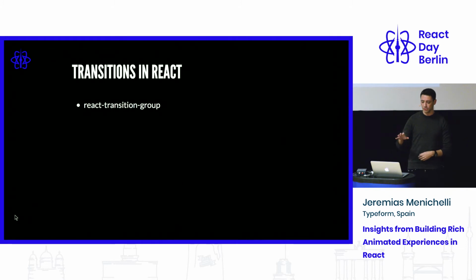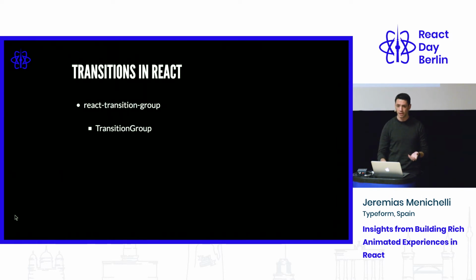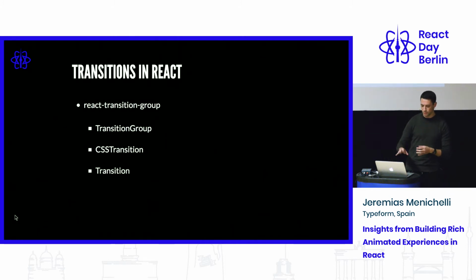For transitions, I'm going to show you React Transition Group. React Transition Group has a shorter API. Actually, it just comes with 3 components: the TransitionGroup, the CSSTransition, and the Transition component. And again, we're going to go through them quickly to see how they work together.